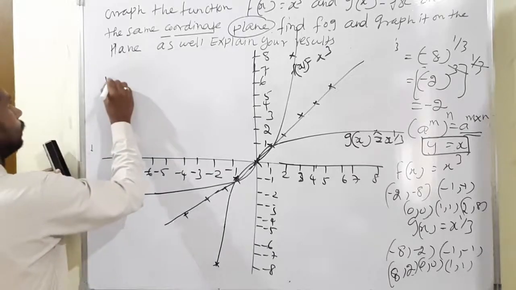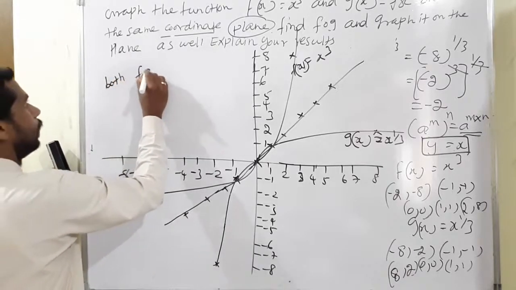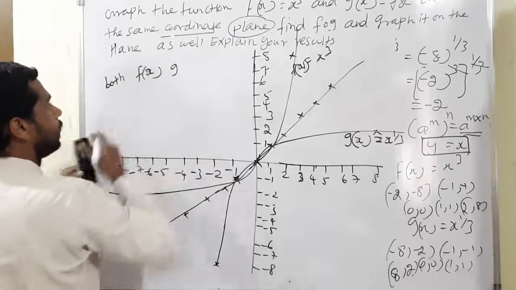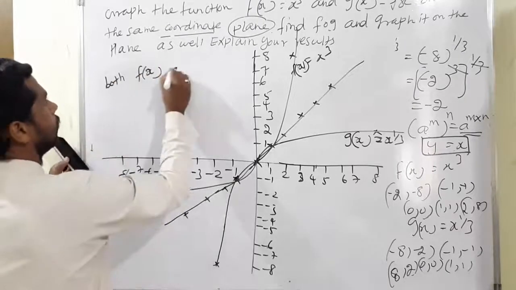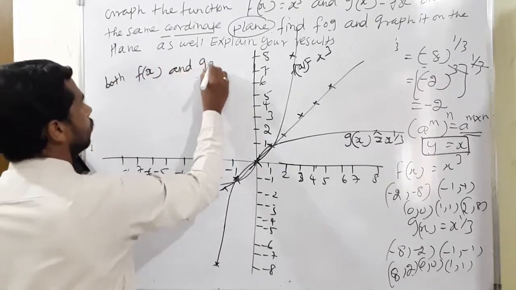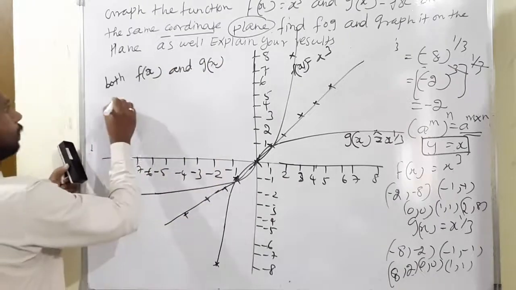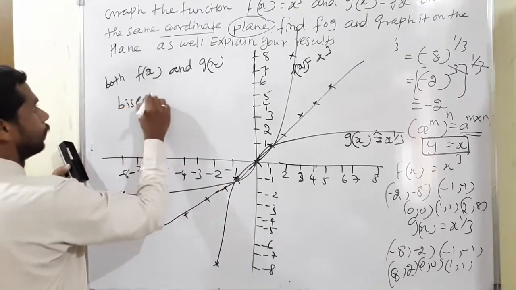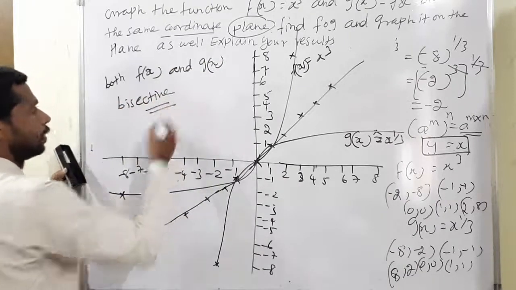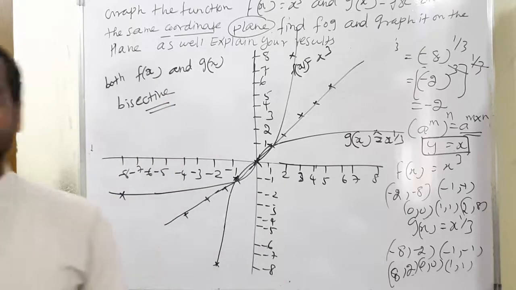Both f of x and g of x bisector. Okay, this is our line. Okay, so I will continue. Next question.